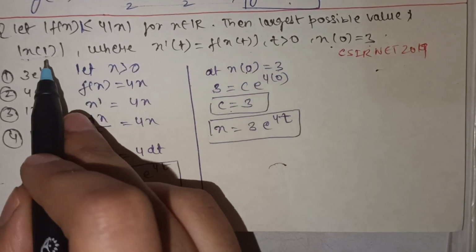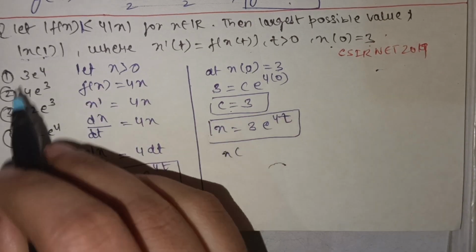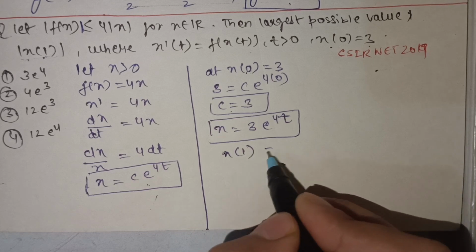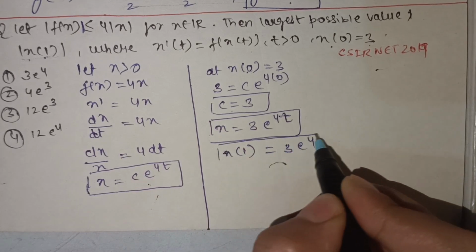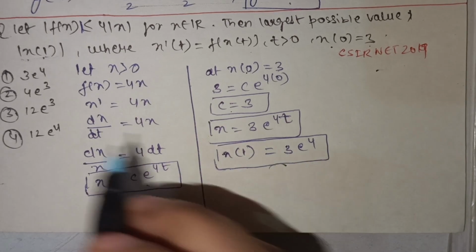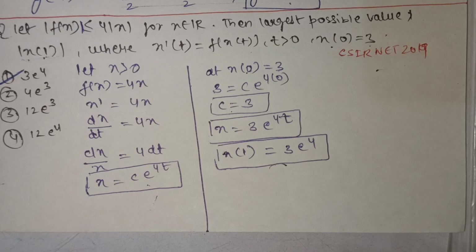We have to find the solution at t equal to 1. So at t is equal to 1, x(1) is equal to 3 e to the power 4, our required solution. So our option A, the first option, is correct. So this is the solution of this question.